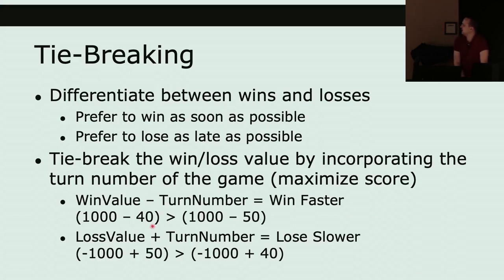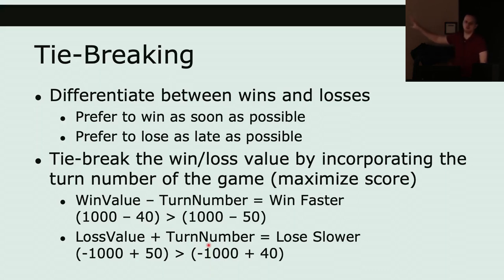And so if we take the win value minus the turn number, then what we will prefer are faster wins, right? Because let's say our win value is 1,000, and we're on turn 40, so that's 960. But if we were going to win on turn 50, that's 950, right? So this formula lets us have a higher value for winning sooner by subtracting the turn number. And it's just the opposite for losing. If we add the turn number, then we prefer longer games when we're losing, okay?